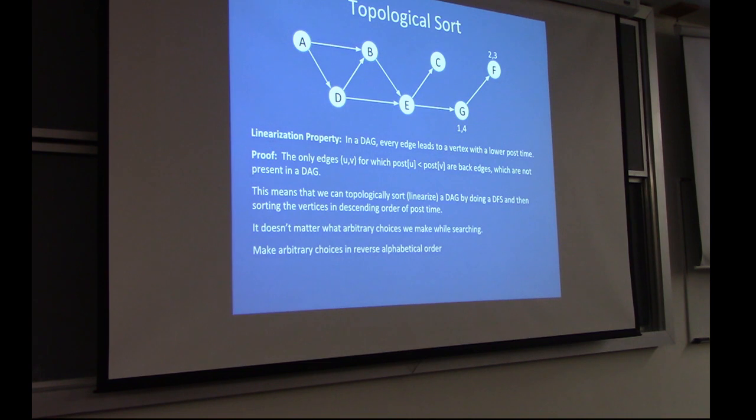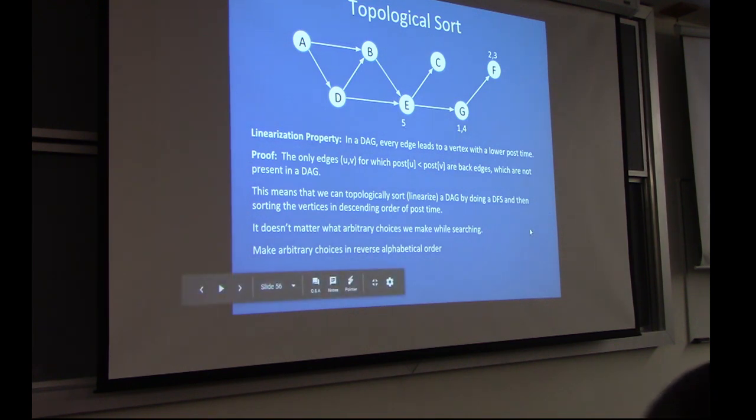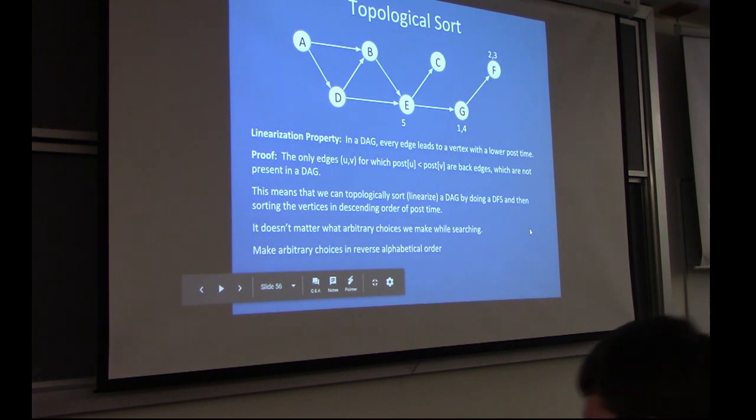It gets a post time of 4. Then we pick somewhere else to start. So depth-first search would now be searching for an unvisited vertex to explore from. Let's say it picks E. So E gets a pre-time of 5.